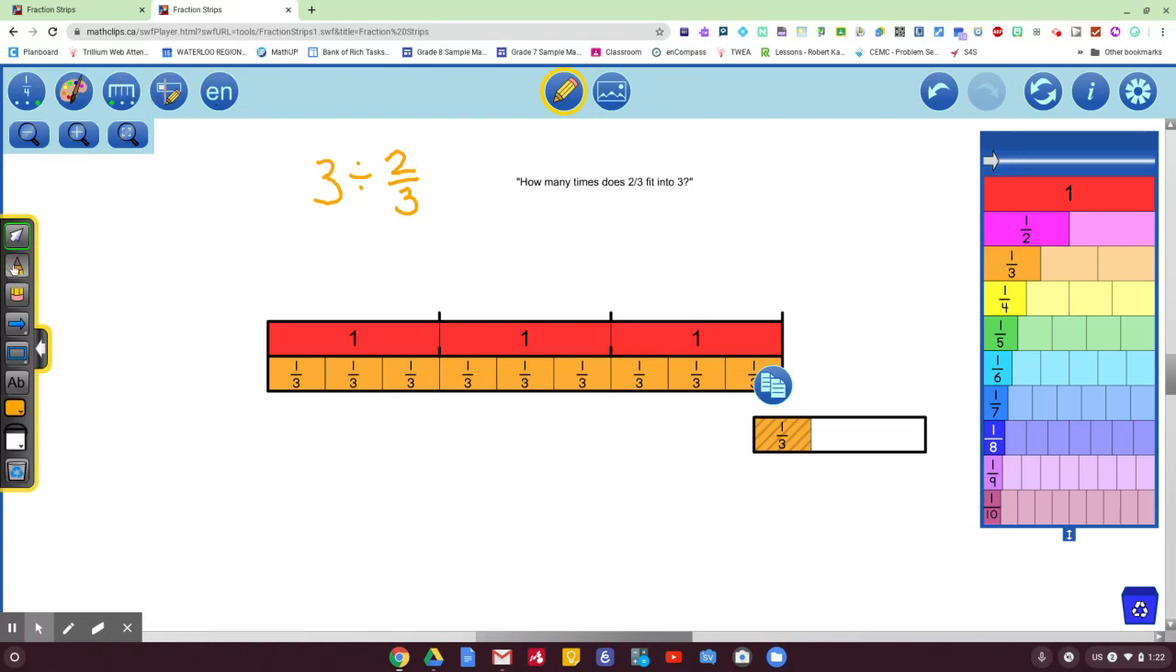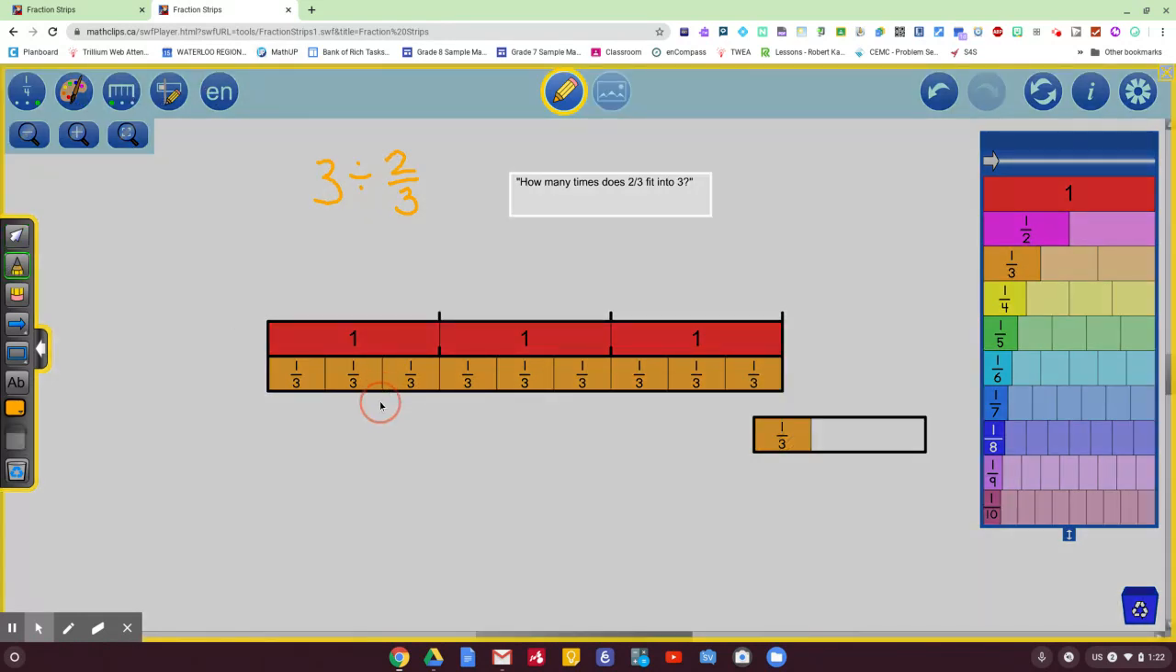So again, here, maybe this is quicker. This is 1 group. This is 2 groups. This is 3 groups. This is 4 groups. Now here's the tricky part. We were able to fit in a half of a group of 2/3. 1/3 is 1/2 of 2/3.